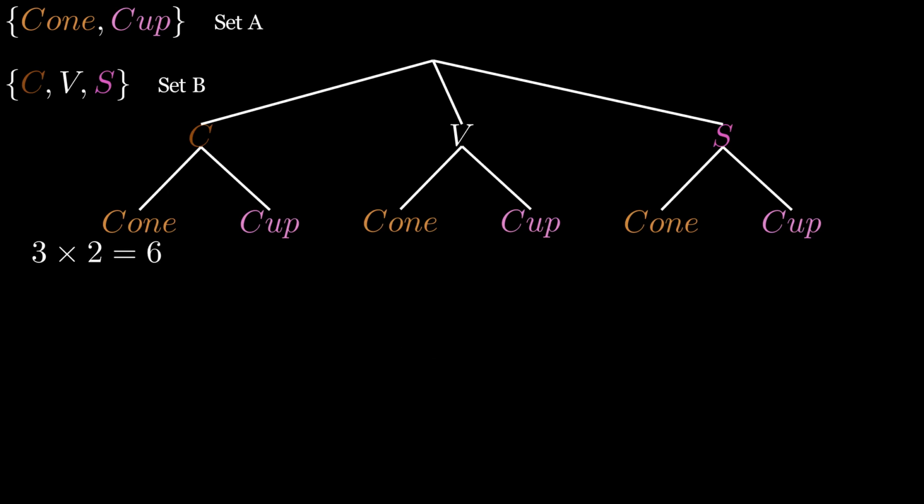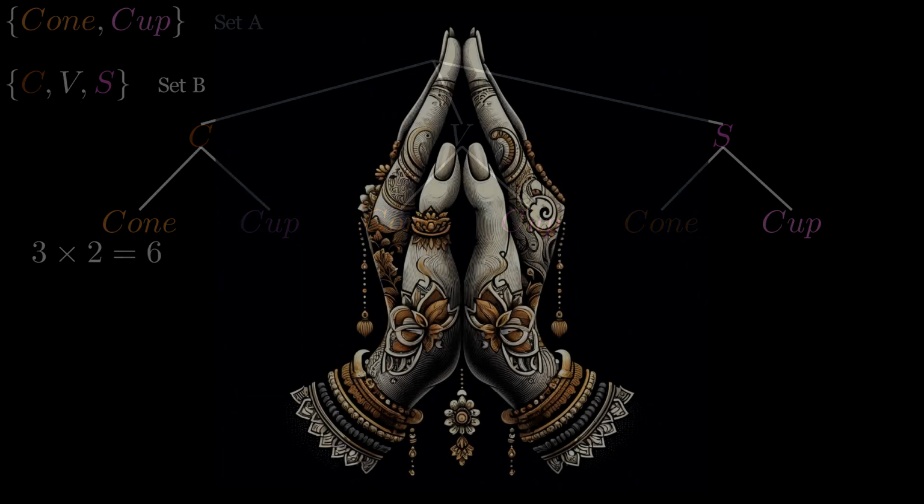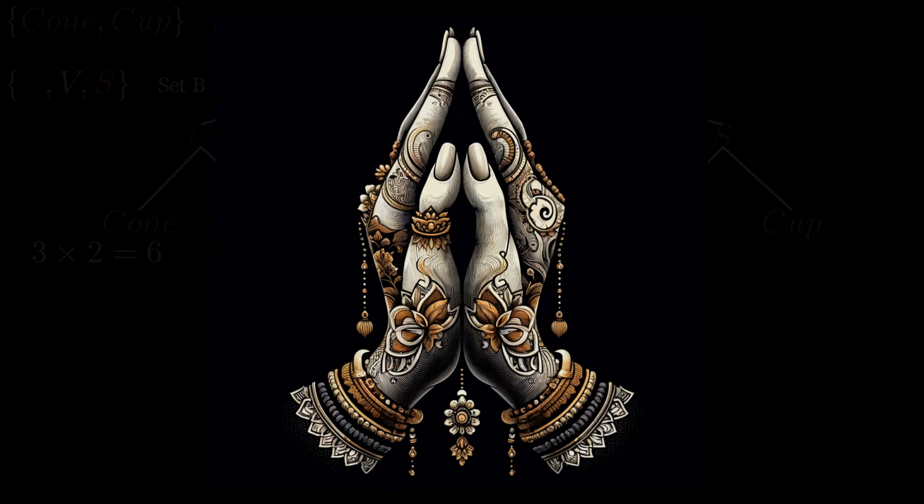This concludes today's discussion on counting. In the next video, we will learn about the binomial coefficient and see how it can be used to calculate complex possible outcomes.